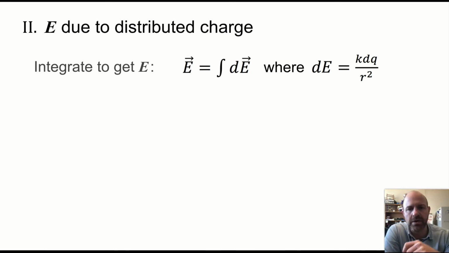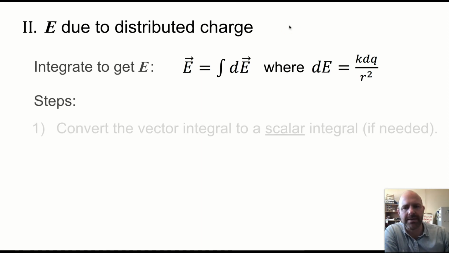Now, this should not be surprising. We've done this before, and this is essentially using the rule of superposition that we talked about last time. But instead of discrete individual particles, maybe 2 or 3 of them, we're talking about an arbitrarily large number of little bits of electric charge, creating little bits of electric field. And so that little bit of electric field comes from k, our constant, times a little bit of charge, dq, divided by r squared. So what are our steps?